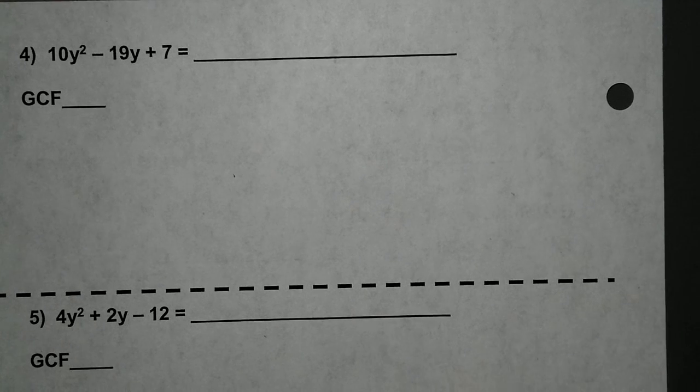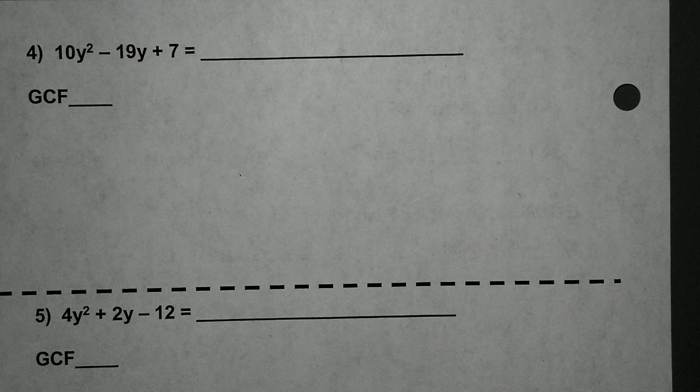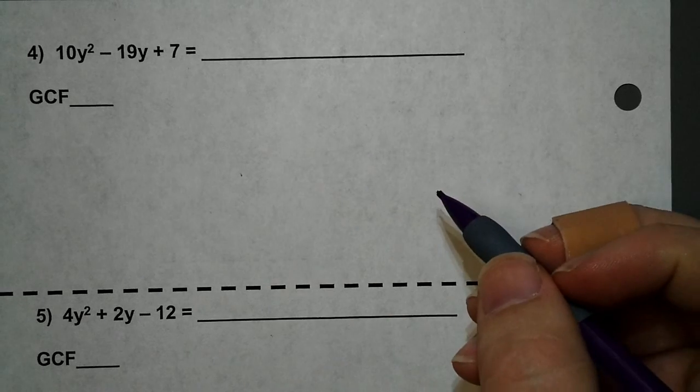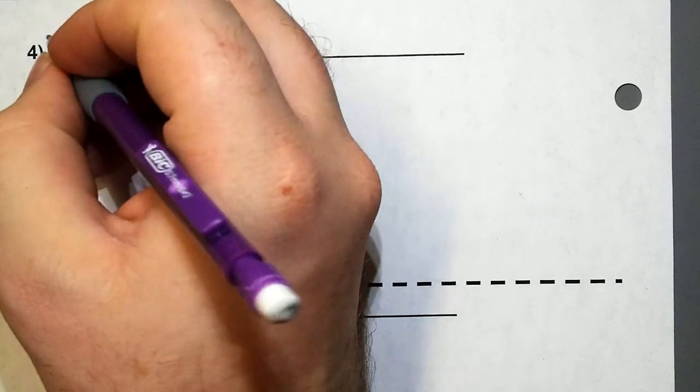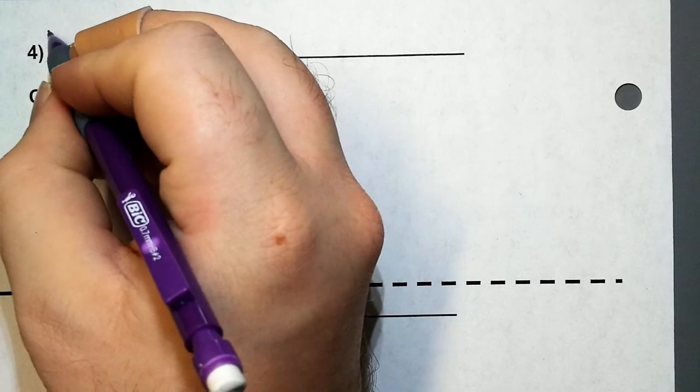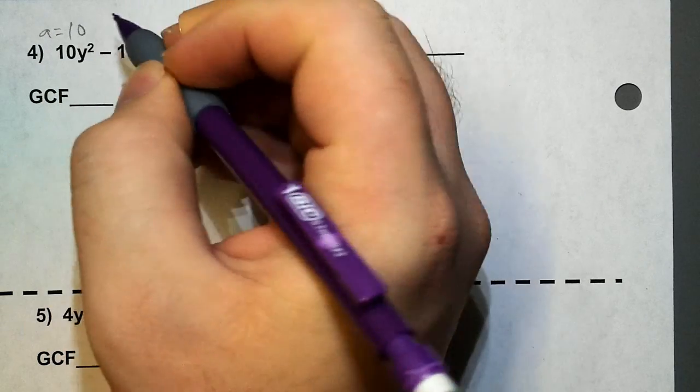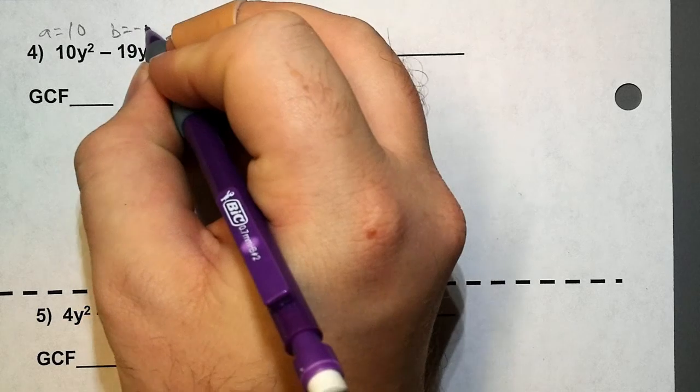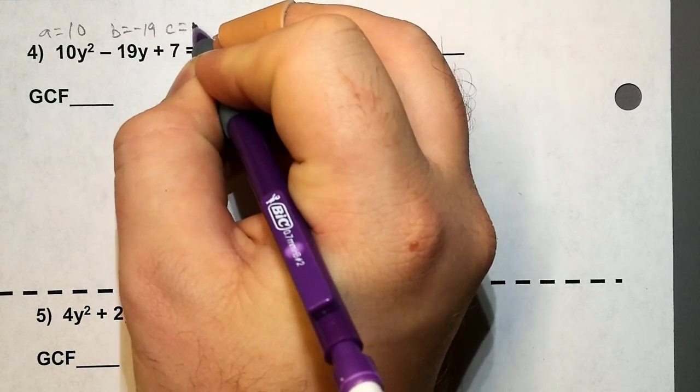Right, on the next example, we've got 10y squared minus 19y plus 7. So this time our a value is our biggest so far, it's 10. Our b value here is negative 19. Our c value here is 7.